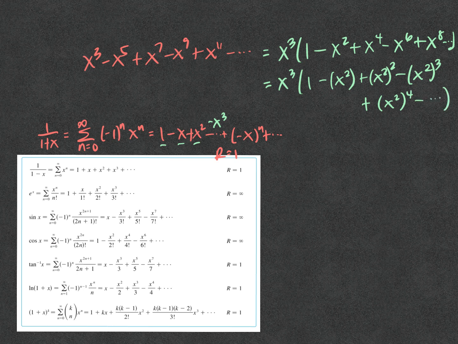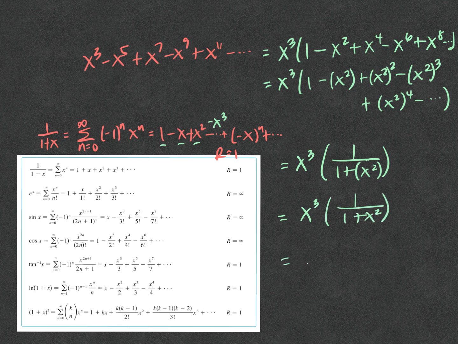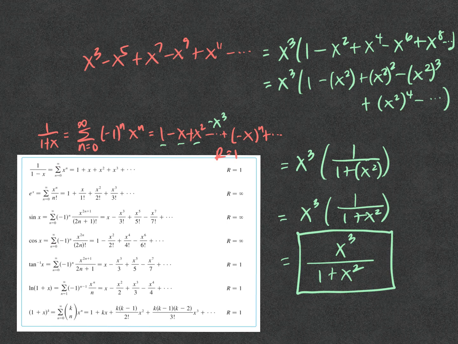So do you see how we're making it look like the pattern for the series? So then when we do that, we have an x to the third out front, and that can be replaced with the form of 1 over 1 plus, and in place of x, we have x squared here. So this gives us x to the third times 1 over 1 plus x squared, which is x to the third over 1 plus x squared. And like I said, if we had a number here, we would be able to come up with what that number is, but that is the sum of that infinite series.